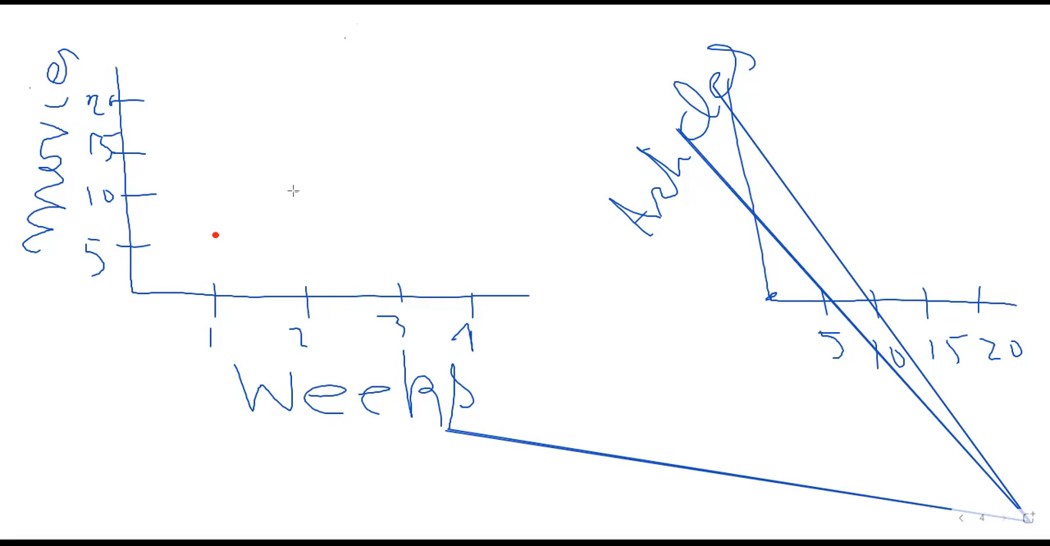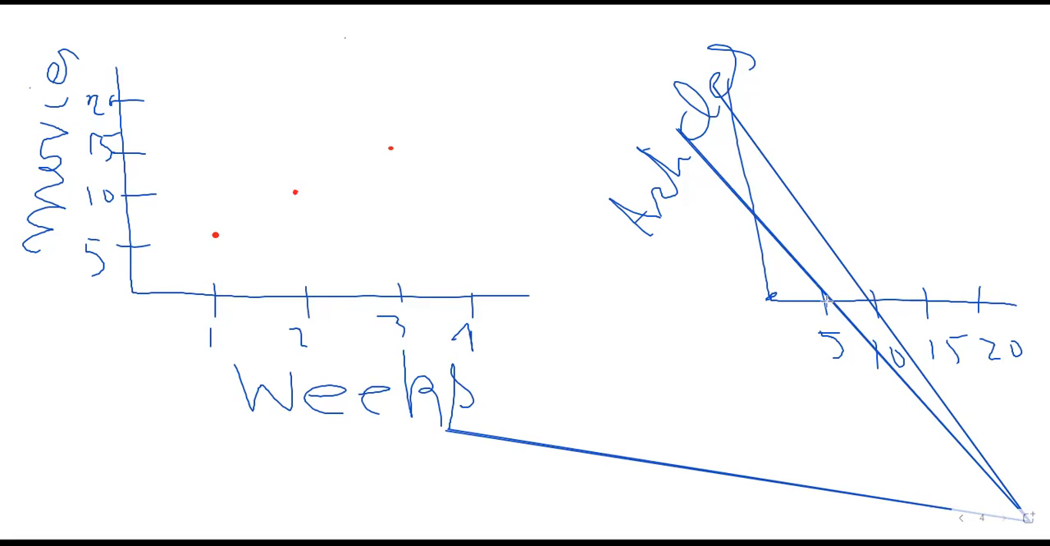Next one is the third week. The movies watched is 15. So 15. Okay, so these are the red dots. Now coming to the next graph, that is movies watched and articles written.